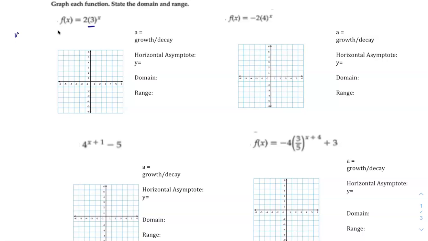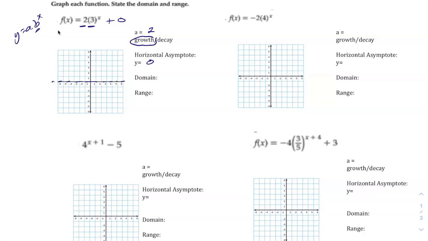That b term, y equals ab^x. b's bigger than 1, so it's a growth. My a is the number in front of that guy, the coefficient, so in this case it's 2. And then there's nothing out here. If there's nothing out there, that'd be my horizontal asymptote. Since there's nothing, it's a 0. So I always like to start there, horizontal asymptote at 0.